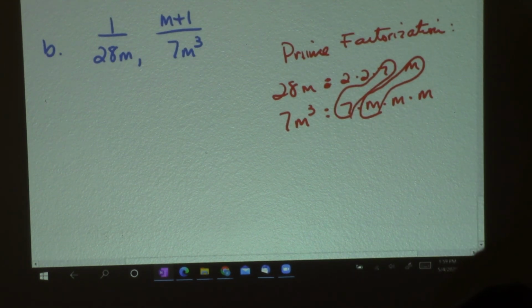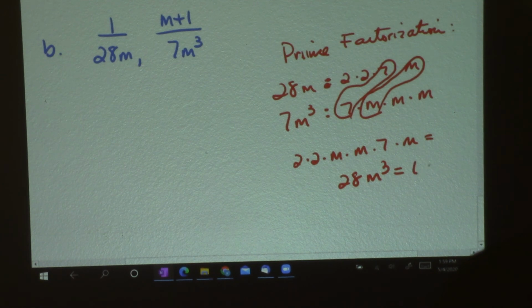Okay, so I write everything down once that's not circled. And now, instead of having 2 7s, I'm going to write 1 7. Instead of having both m's, I'm going to write just one because they share it. So I end up with 28m cubed. And that's it. So that is the LCD.